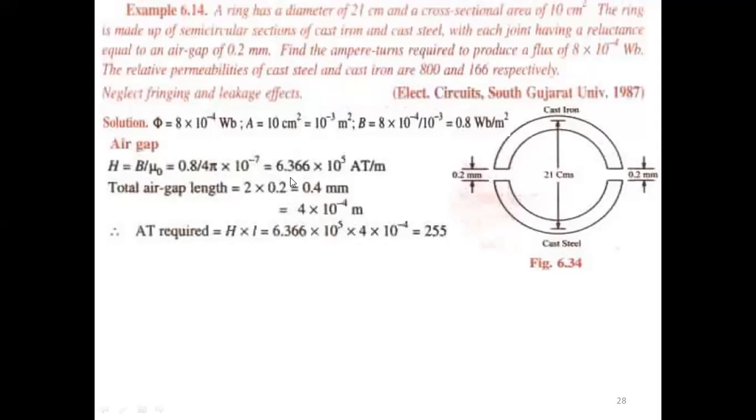Now the mmf equal to HL. We are going to consider the mmf of the air gap. Ampere turns required equals H, whose value you have already identified, times L. Substitute here and we get the answer, 255. How many of you got 255? Yes, sir. Two members.